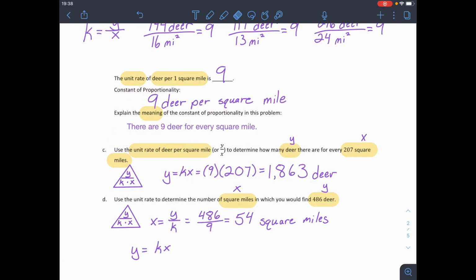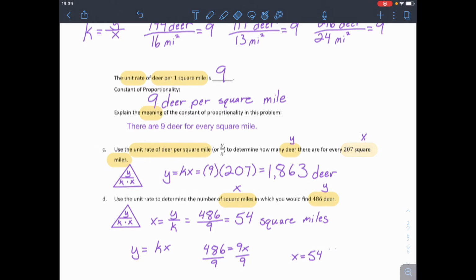We could also solve this problem algebraically using the same equation from letter C. If we start with y equals k times x, we can replace the k with our unit rate of 9 and the y with the amount of deer, 486. This leaves us with a one-step equation. Since the 9 is being multiplied with our missing x value, we can do the inverse operation, division, to isolate our variable x, which ends up being that same 486 divided by 9. And we still get that there are 54 square miles.